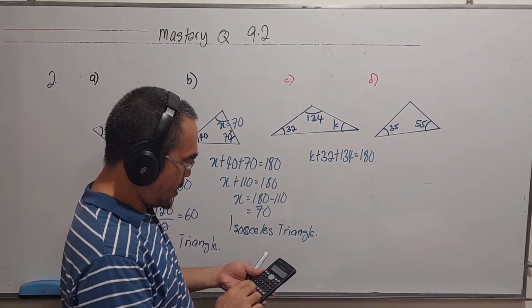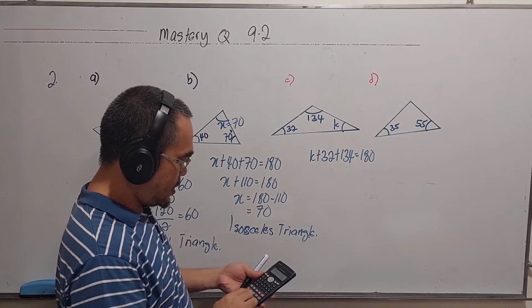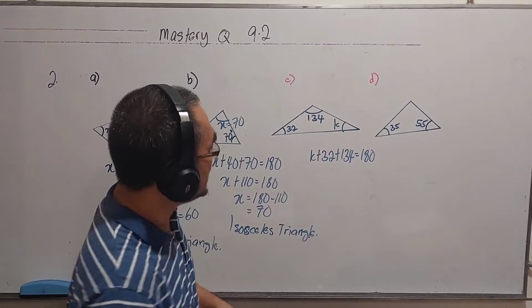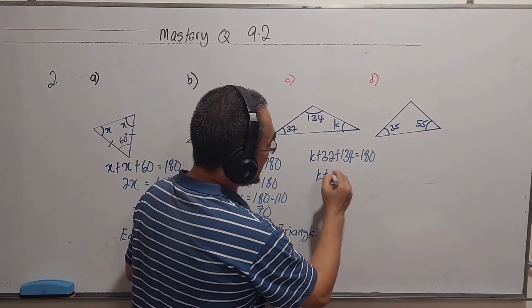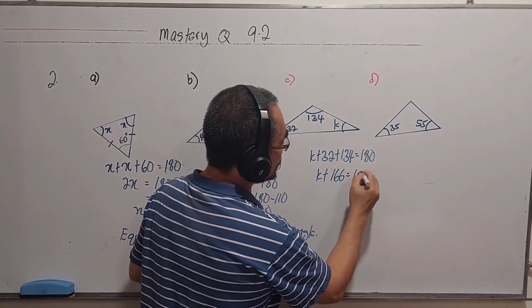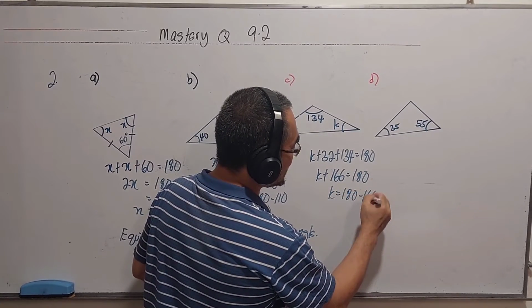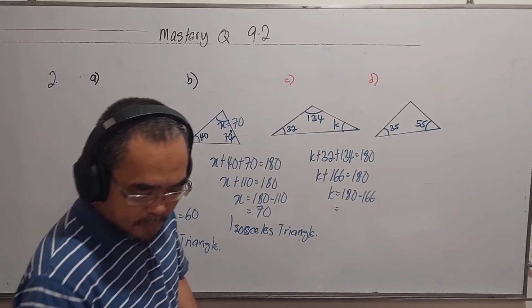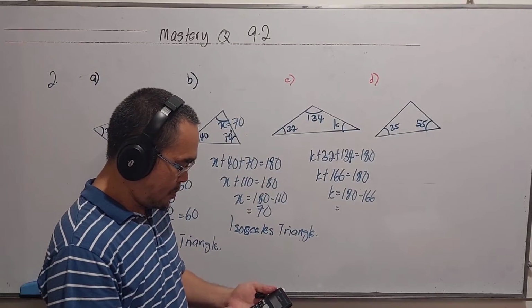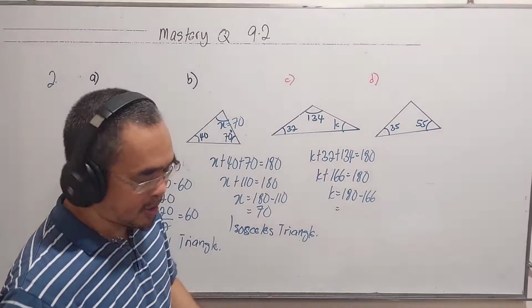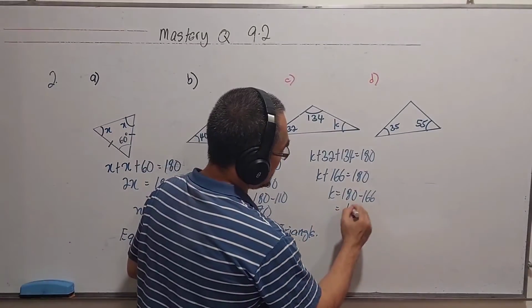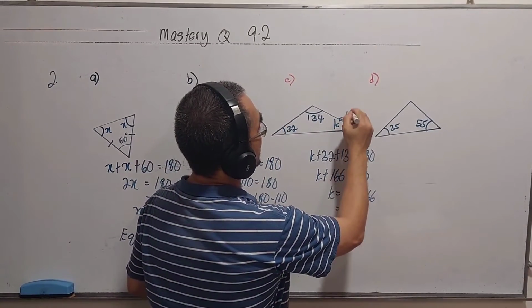32 plus 134 will be 166. So K plus 166 equals 180. K equals 180 minus 166, which is 14 degrees. Okay, K is 14.